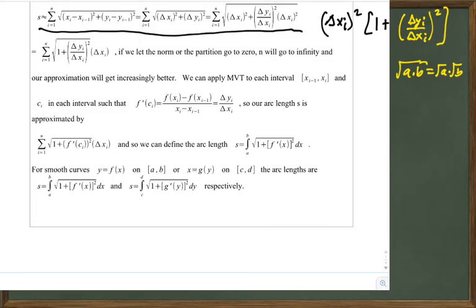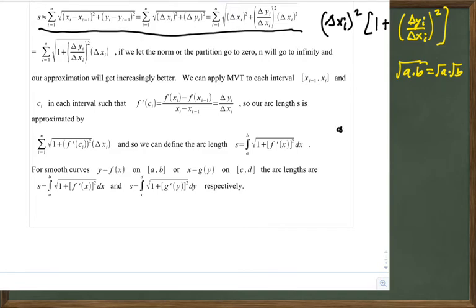And so we say if we let the norm of the partition go to 0, the number of points we're going to use in our partition, n, will go to infinity, and our approximation will get increasingly better. We can apply the mean value theorem to each one of those subintervals.